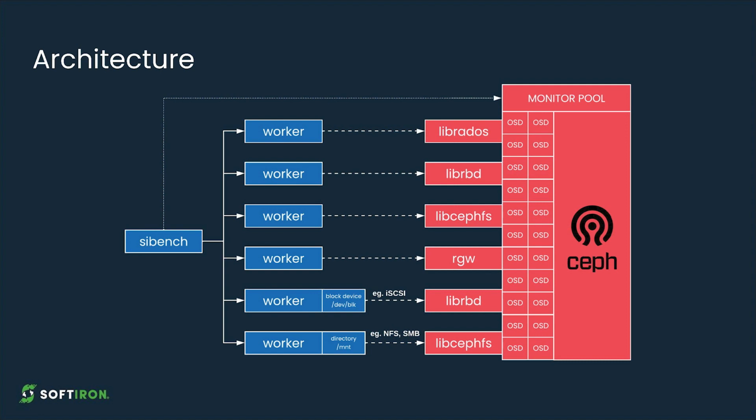So here you can see the different protocols that we support with Sibench to start with. Sibench talks directly to the monitor pool, and then you have a worker for Librados. You give it a Ceph pool, a Ceph key, and a monitor address, and that's really all it needs. Same with librbd: Ceph pool, Ceph key, monitor address, and then each worker thread will spin up an image and read and write to it. For CephFS, we don't need to provide a pool, so we just provide a key and a monitor address, and then it mounts the file system, and each worker thread reads and writes its own files into that directory.